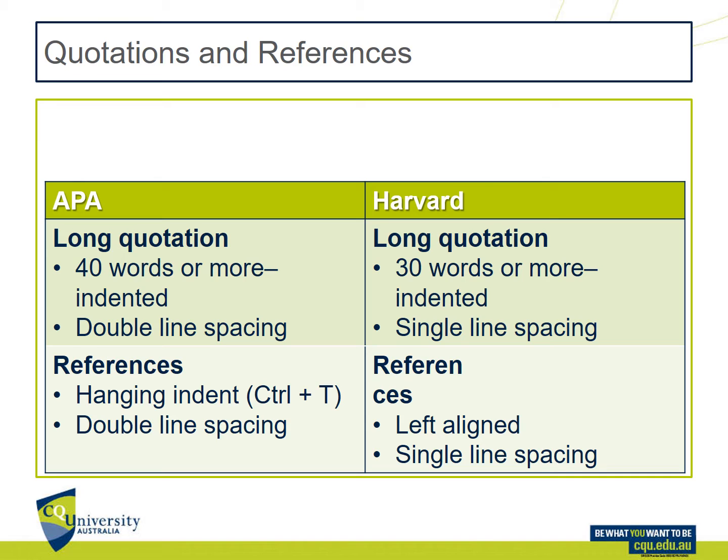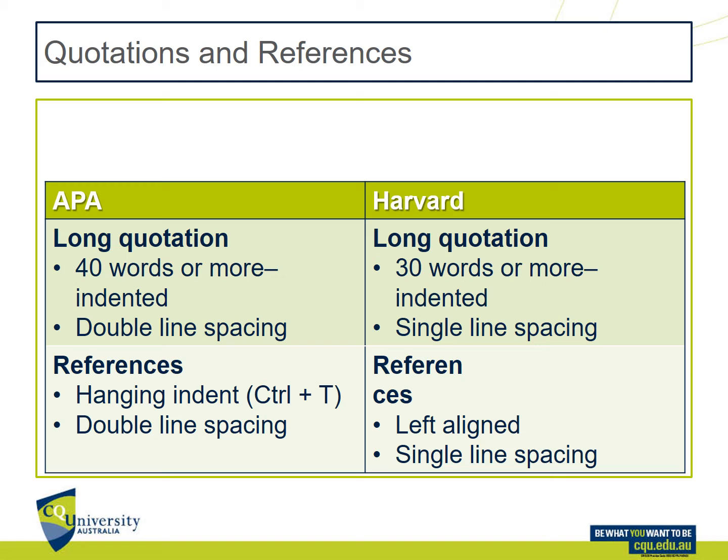Styles are built in to suit either your APA referencing style and document layout, or your Harvard referencing style and document layout. In APA, when you have 40 words or more, you have a long quotation, and that should be in double line spacing. However, in Harvard, 30 words or more is a long quotation and is in single line spacing. Both quotations are indented by approximately 1.27 centimeters from the left margin.